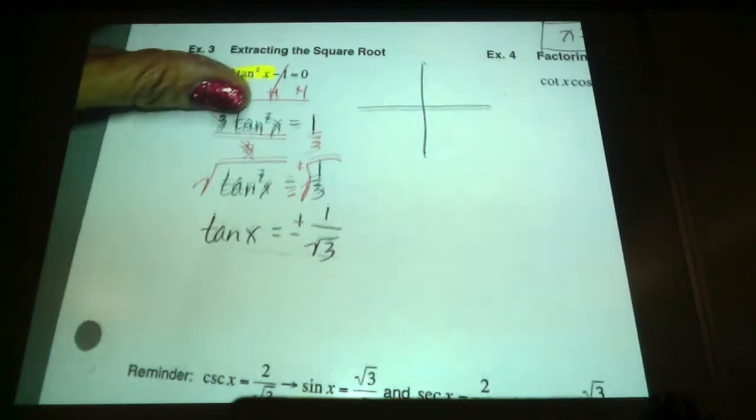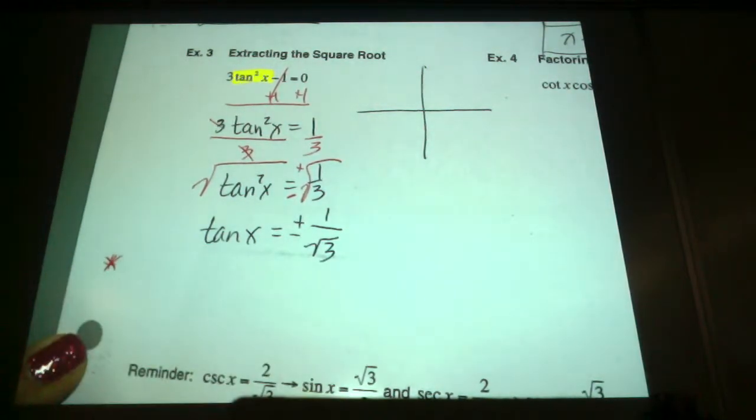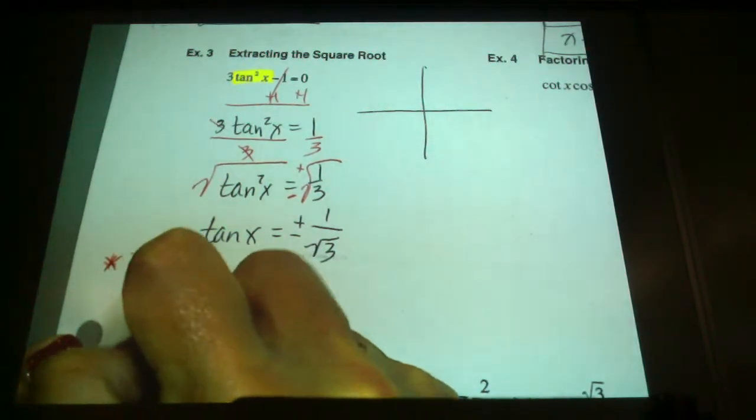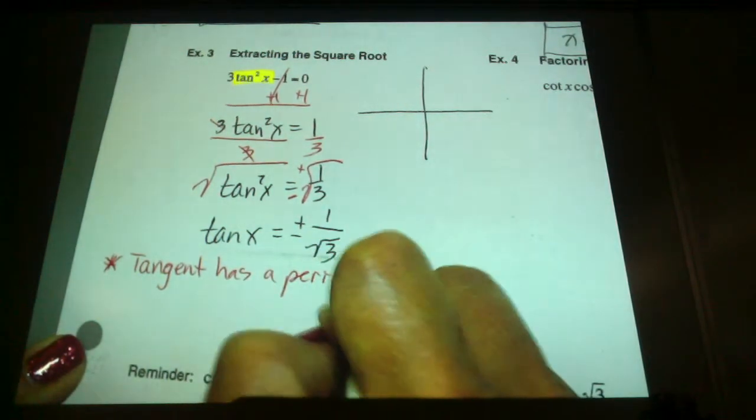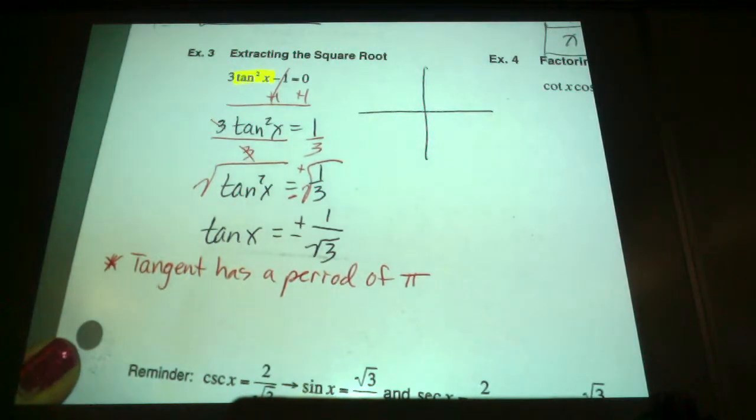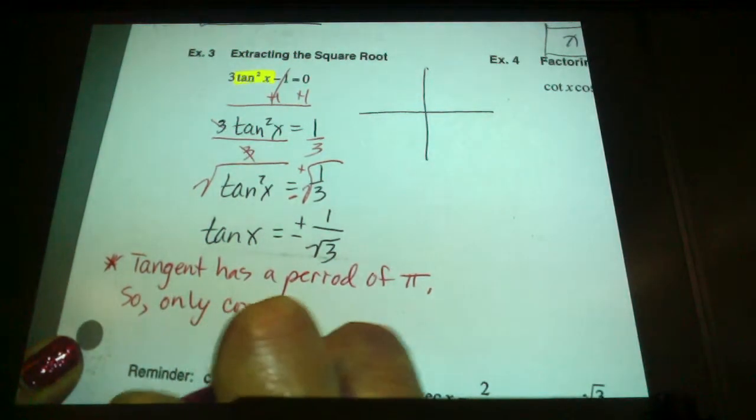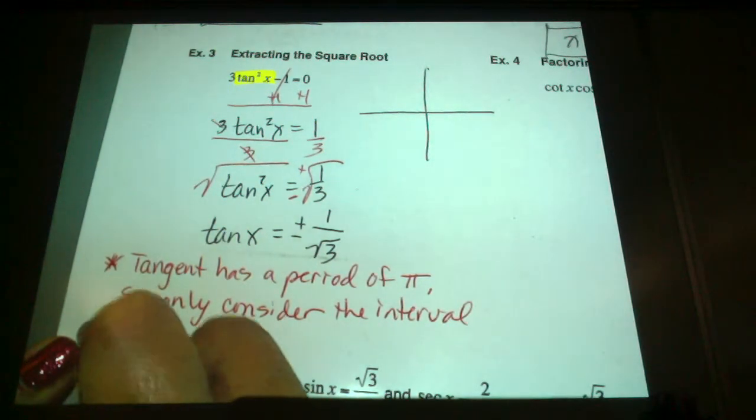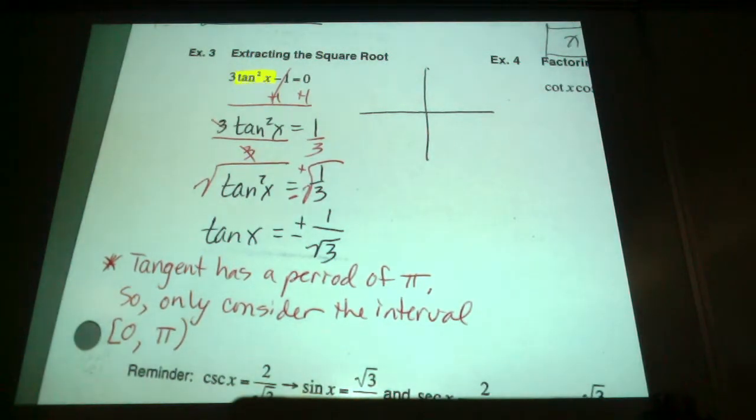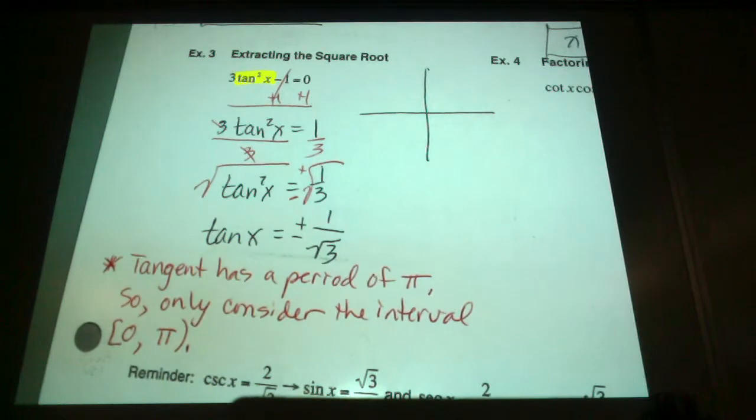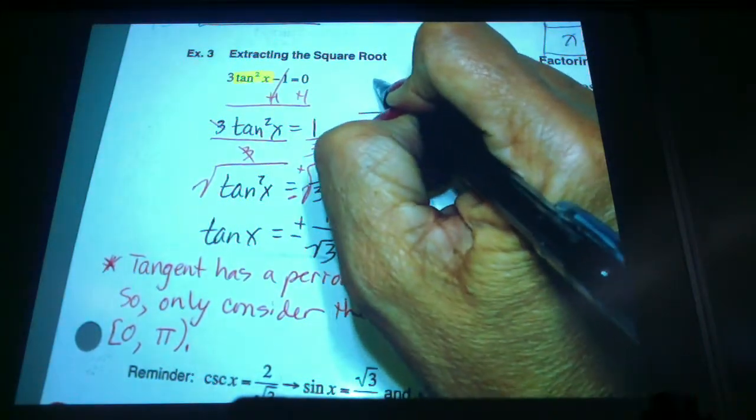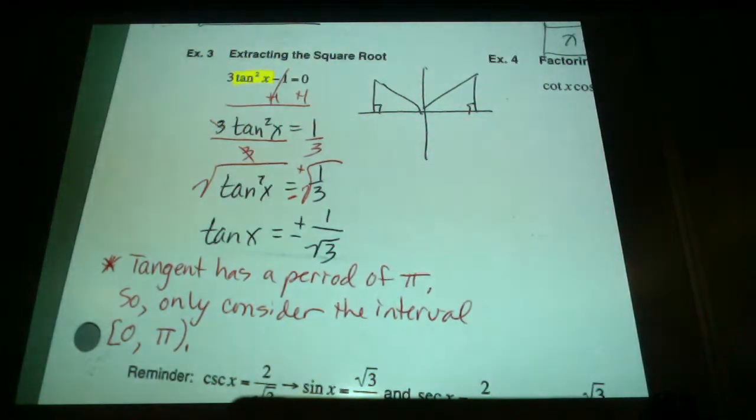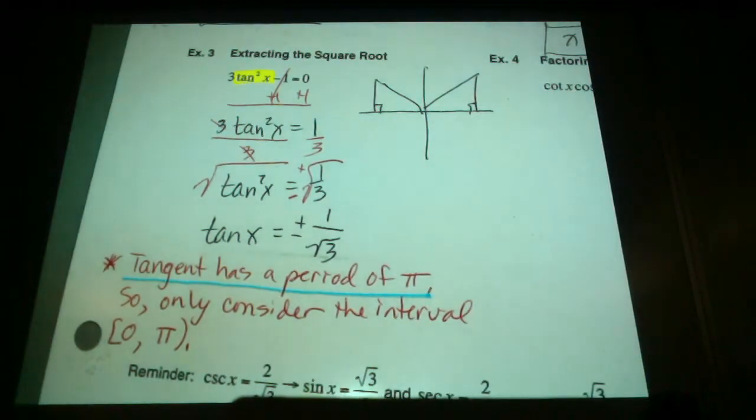So write yourself a little note to self. Tangent has a period of pi. So only consider the interval from and including 0 to pi, but not including pi. So we're only going to look at quadrants 1 and 2. So my reference triangles are going to go in quadrants 1 and quadrants 2 based upon the fact that tangent has a period of pi only.